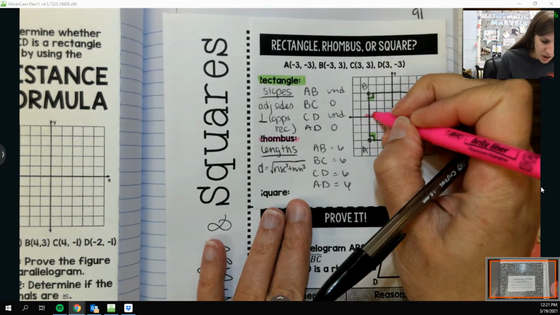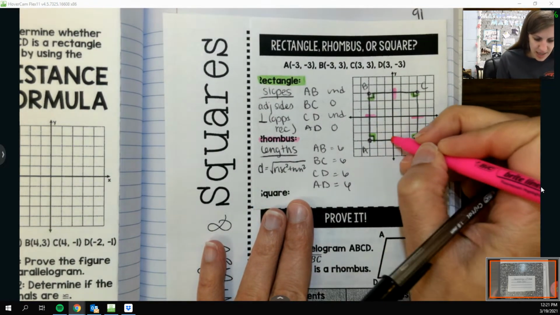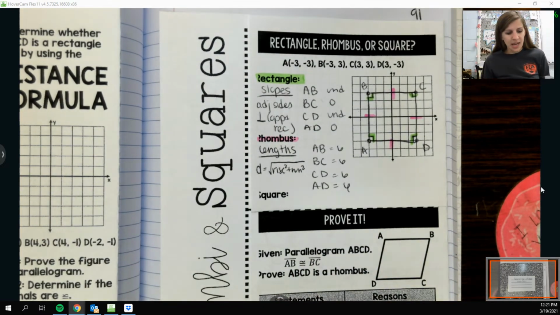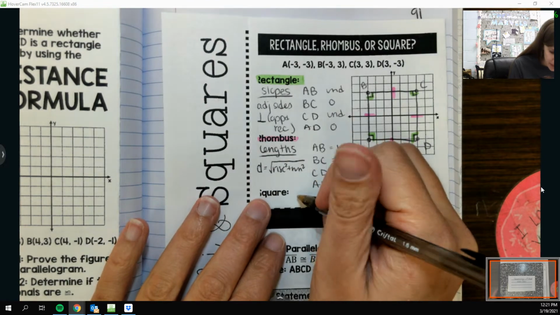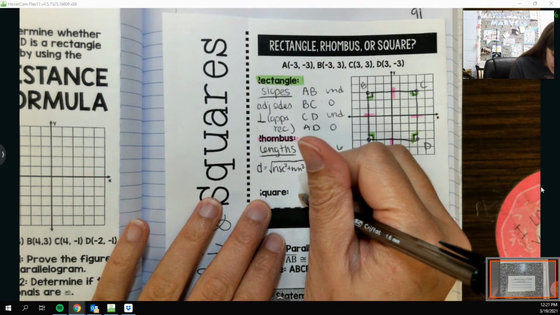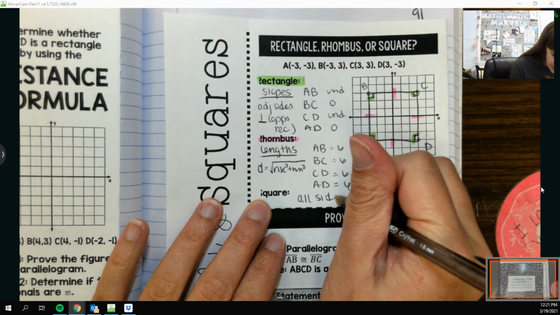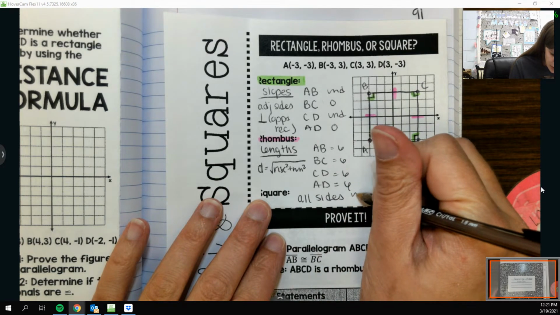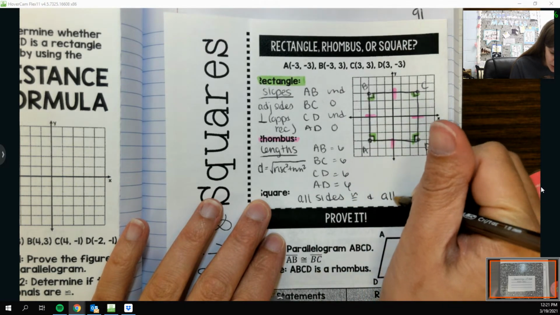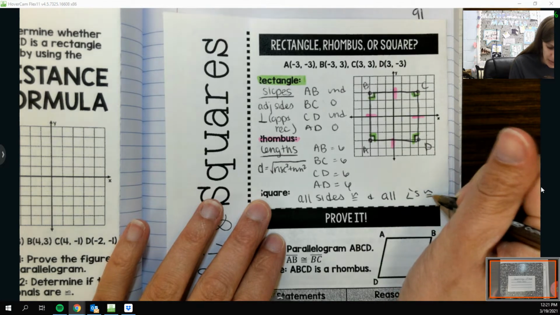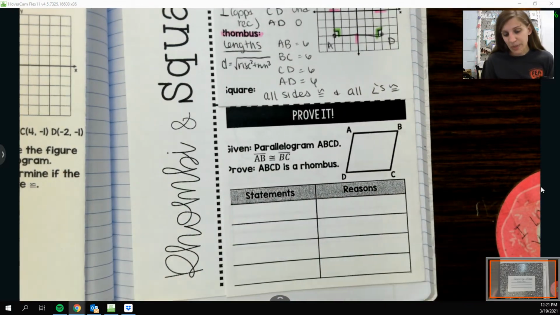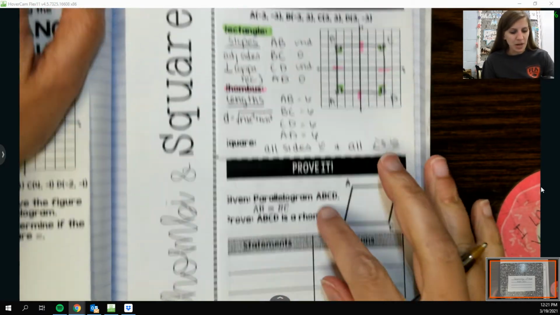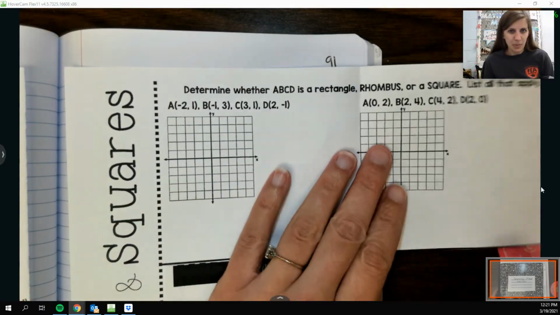So, because all my sides are the same, I'm a rhombus. And since I'm both, that means I'm a square. So all sides congruent and all angles congruent. Now, as much as I'm sure you guys would love to do a proof again, we are going to skip that bottom part. So let's open this up and try a couple more.